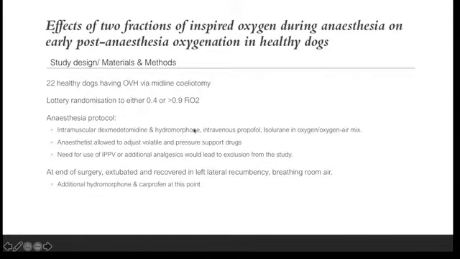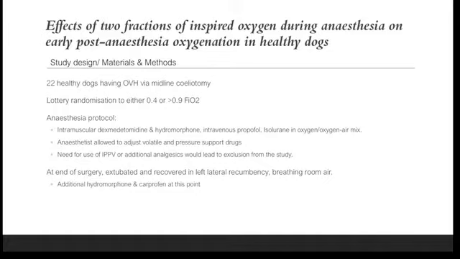So in terms of study design, they recruited 22 healthy dogs which were having an ovariohysterectomy through midline celiotomy, and the animals were randomly assigned to receive either 0.4 or greater than 0.9 inspired oxygen fraction. They were treated in the same way initially, so they received intramuscular dexmedetomidine and hydromorphone, induced with propofol, and maintained with isoflurane in their oxygen or oxygen-air mixture.